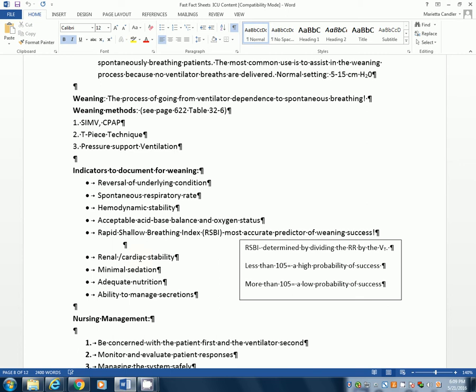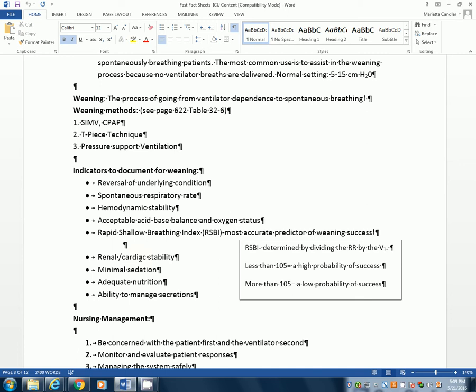So I'm getting ready to wean them, and I can use 3 major methods, the SIMV or the CPAP. And again, that's when you're using the ventilator, the SIMV mode, to assist them in their breaths, right? CPAP's when they're totally doing it on their own. You're just giving them a little more oomph during the respiratory cycle.